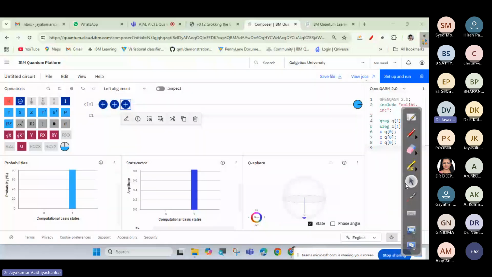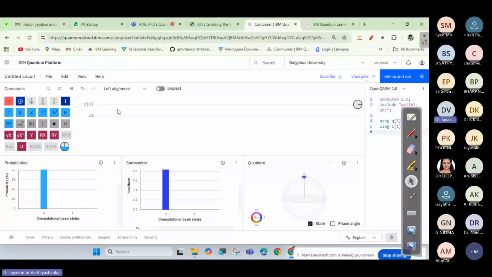Okay. So to delete all these gates, what do you do? Click this gate, press delete button. Click one more NOT gate, press delete button. Click one more NOT gate, press delete button. Now your circuit becomes empty.